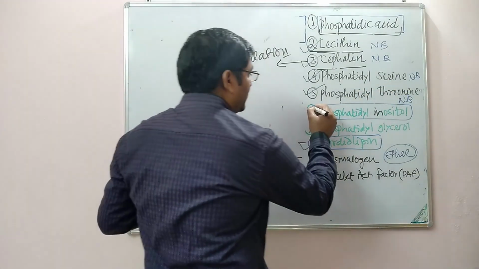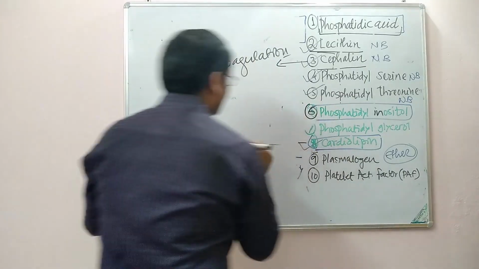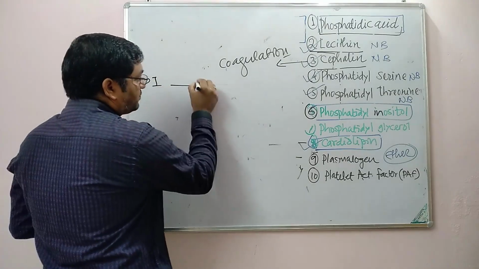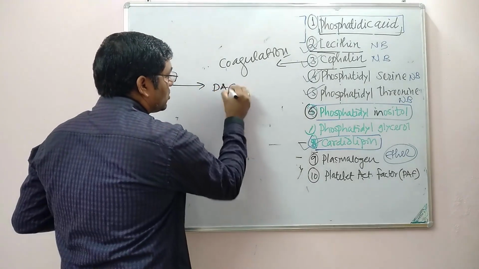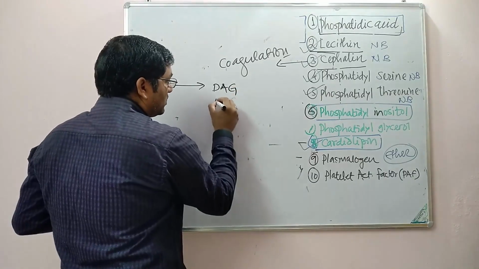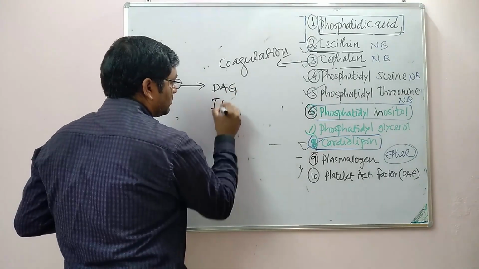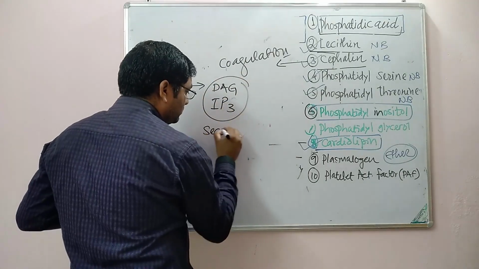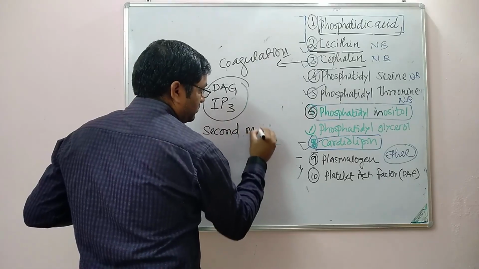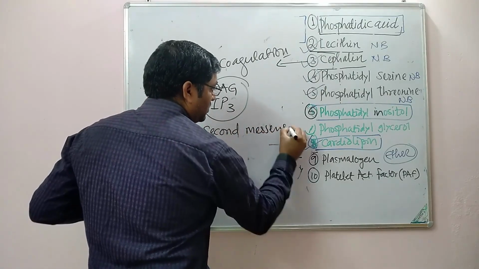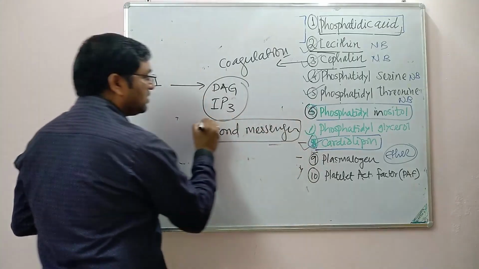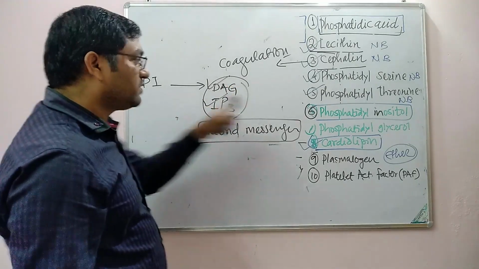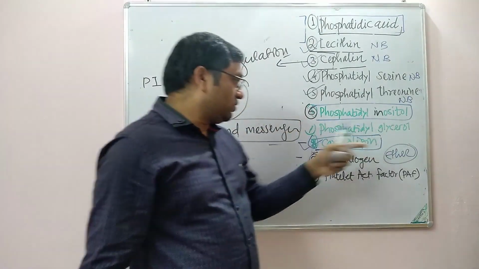Then coming to the phosphatidylinositol, this one is important because it gives diacyl glycerol and it also gives inositol triphosphate. So these both act as a second messenger in hormone action. Diacyl glycerol and inositol triphosphate are given by phosphatidylinositol.